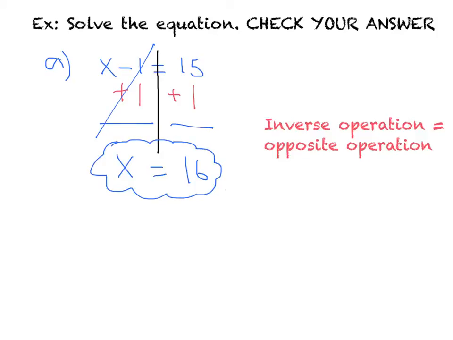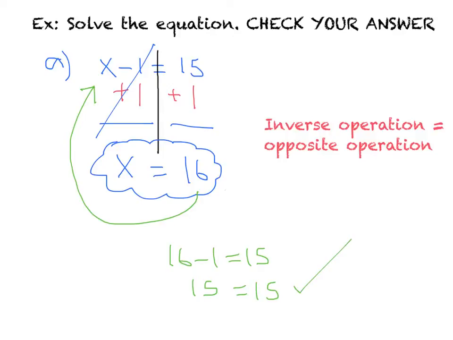But before we can move on, we need to check and see if this is correct. The way we check and see if this is correct is we take our answer, 16, and we plug it into the original problem. So let's do that real quick. 16 minus 1 equals 15. Is that true? Well, 16 minus 1 is 15. 15 equals 15. Check. We're good to go.